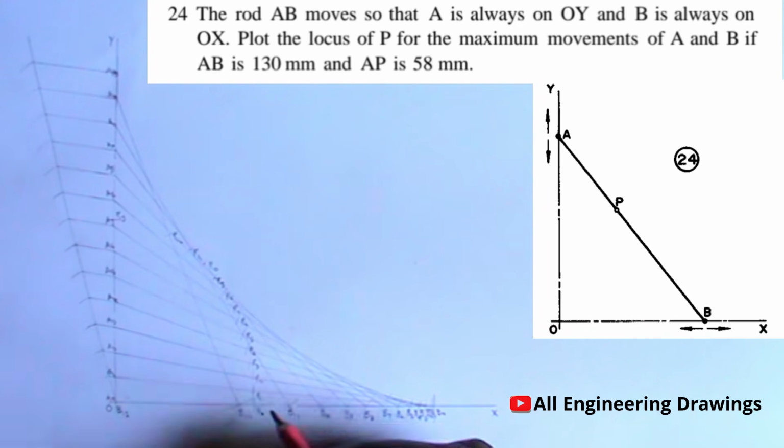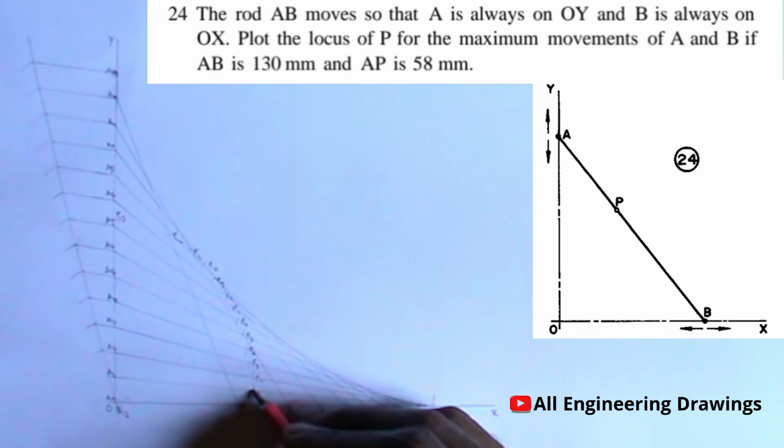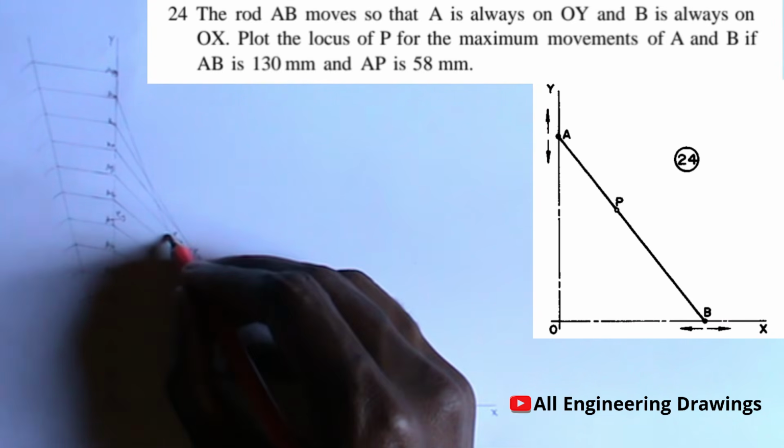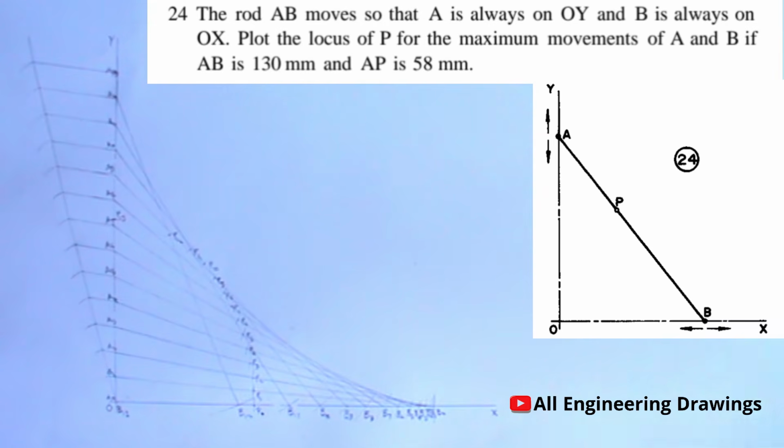So we have our points now. These are the points where the arcs intersect the lines. This is where our curve will pass through. So this is where we draw our curve through. I'll be drawing the curve using my French curves.